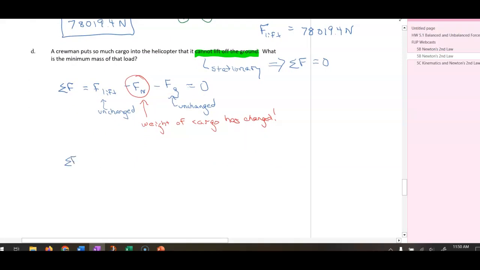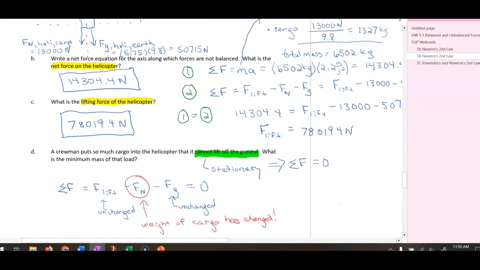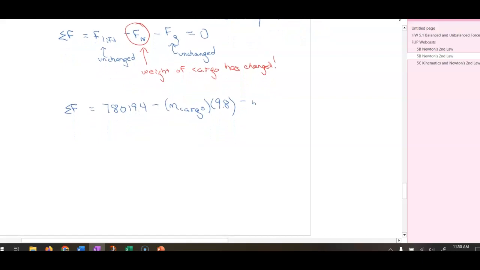I know that the net force is 78,019.4 newtons. That hasn't changed. That's the lifting force. Minus the normal force is the mass of the cargo multiplied by 9.8, right? That's how I would find that normal force. It's the weight of the cargo. So it's its mass times 9.8. And the weight of the helicopter itself is still 50,715 newtons. And all of that equals 0.